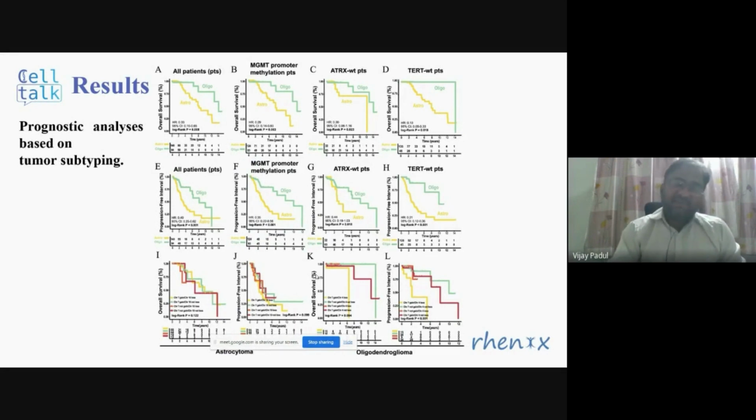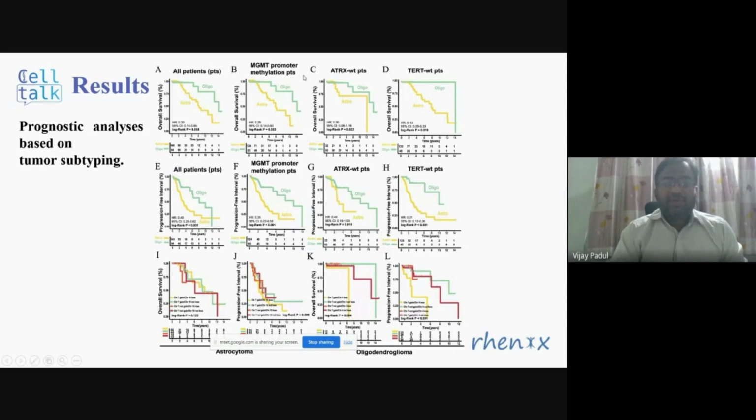So these are the different survival plots. So here it shows the overall patient survival plots. So here the green is oligodendroglioma and yellow is astrocytoma. So as it is well known, oligodendroglioma patients tend to survive longer as compared to astrocytoma, and it is becoming apparent in this combined panel also.